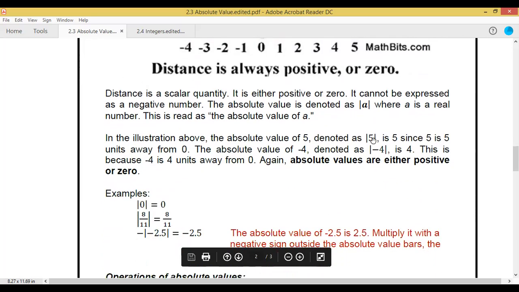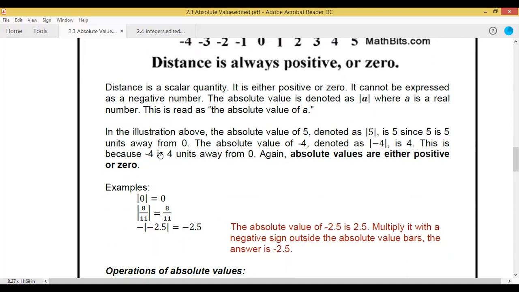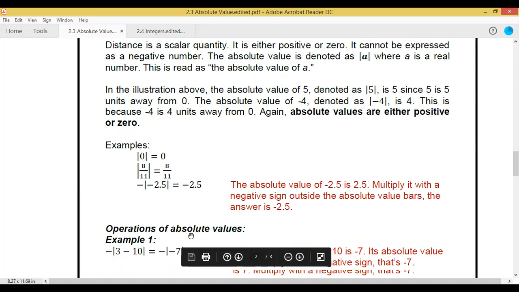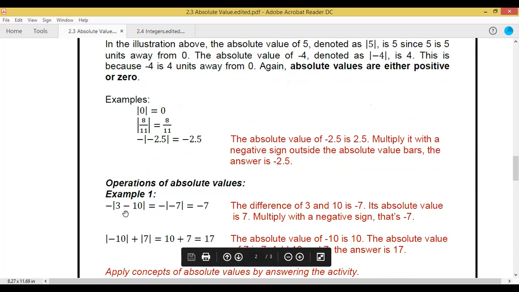Again, the absolute values are either positive or zero. For example, the absolute value of 0 is 0. The absolute value of 8 over 11 is 8 over 11. The absolute value of -2.5 is positive 2.5. But since there is a negative sign outside of the absolute value bars, we multiply it to the final answer. So we have -2.5.